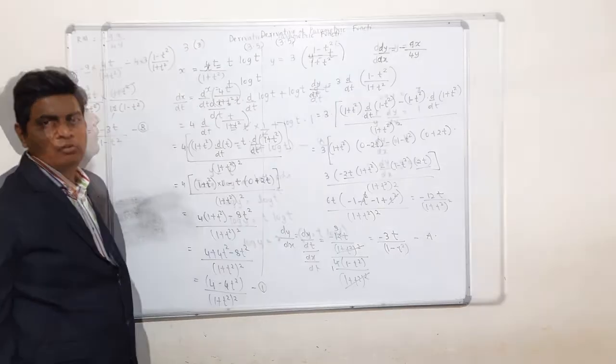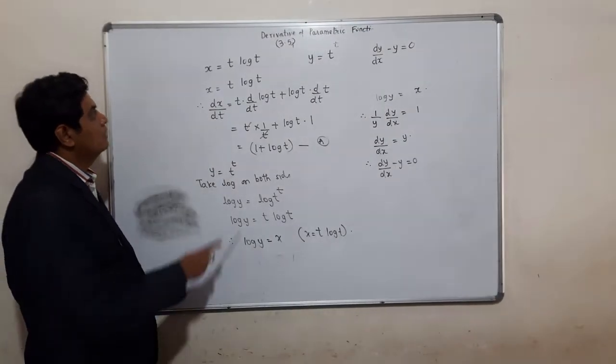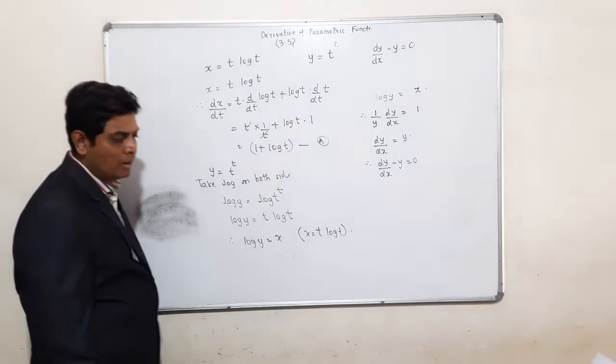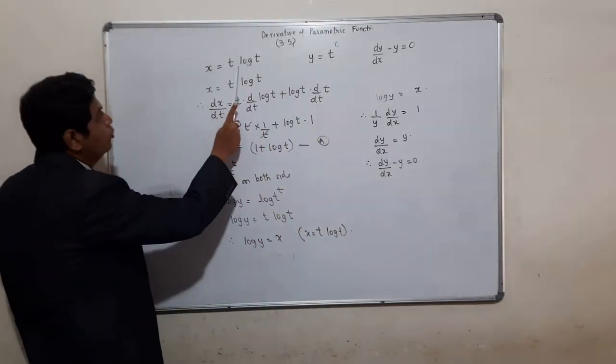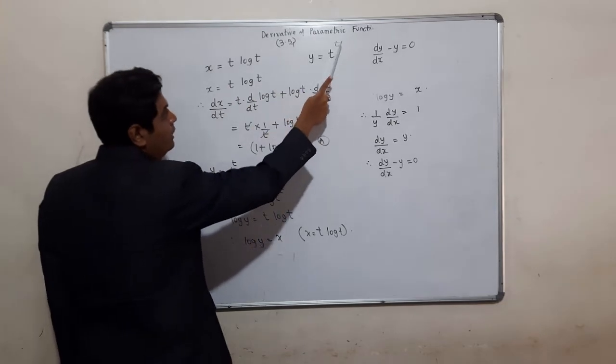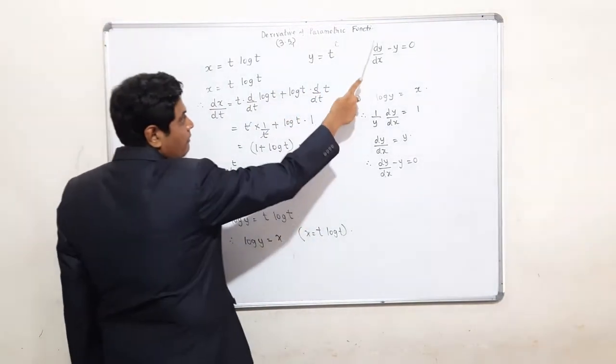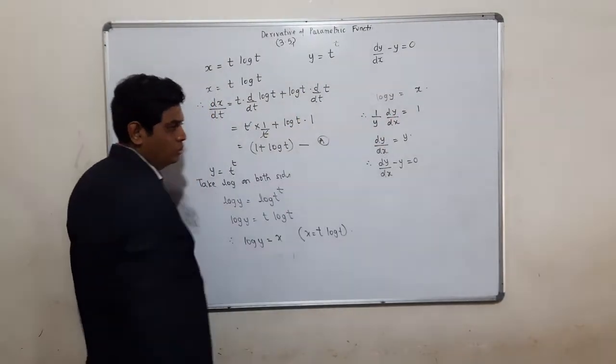Okay? Please note down this sum. Thank you. Now this is a very important sum. It is sum number 3. X is equal to t log t and y is equal to t power t. You have to prove dy by dx minus y is equal to 0.